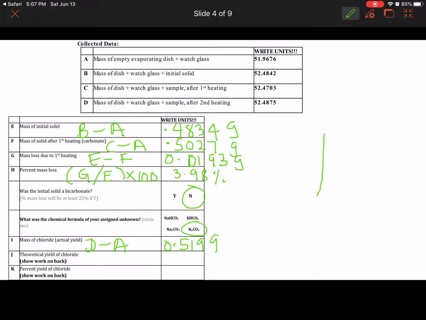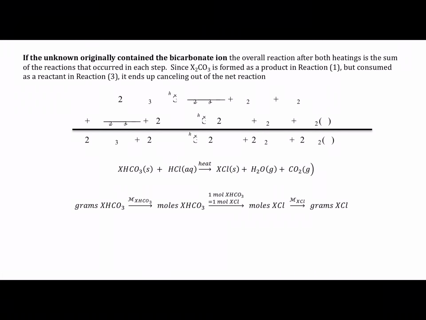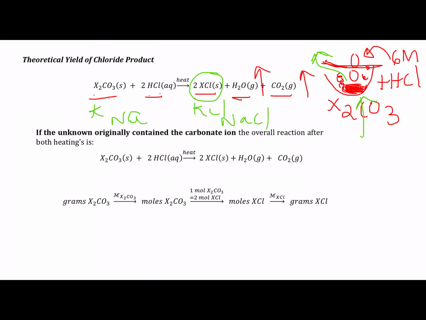And then we need to find out the theoretical yield of the chloride. How do we find out the theoretical yield? Meaning, even before we perform the experiment, we can find out how much chloride we are supposed to make depending on the molar ratio, and also depending on the initial compound that we took. Now we know it was potassium carbonate, right? So we can go ahead and see how to calculate the theoretical yield.